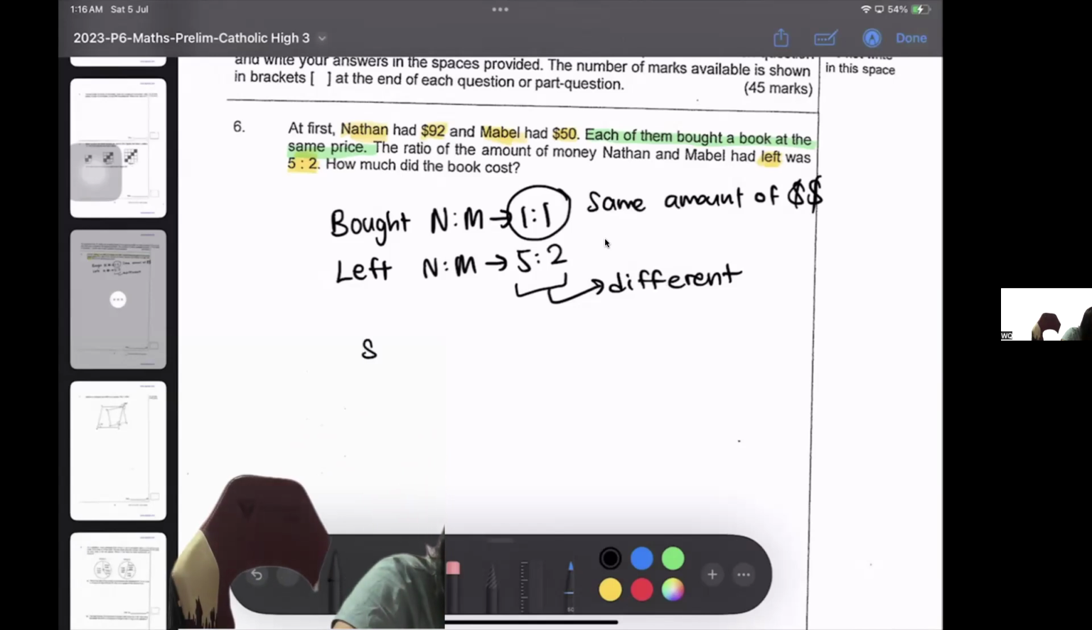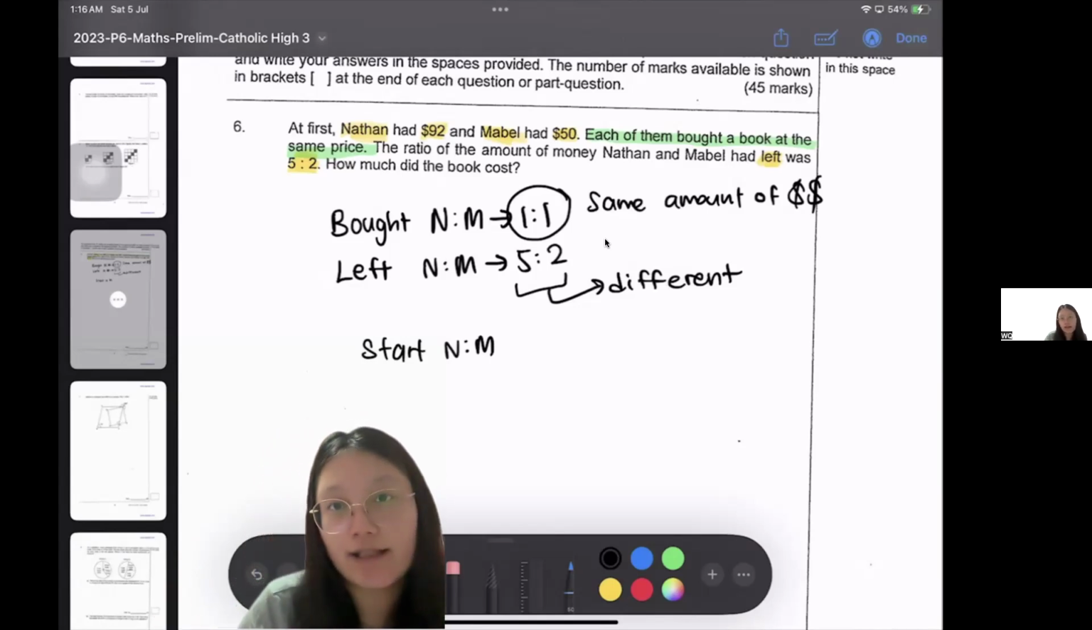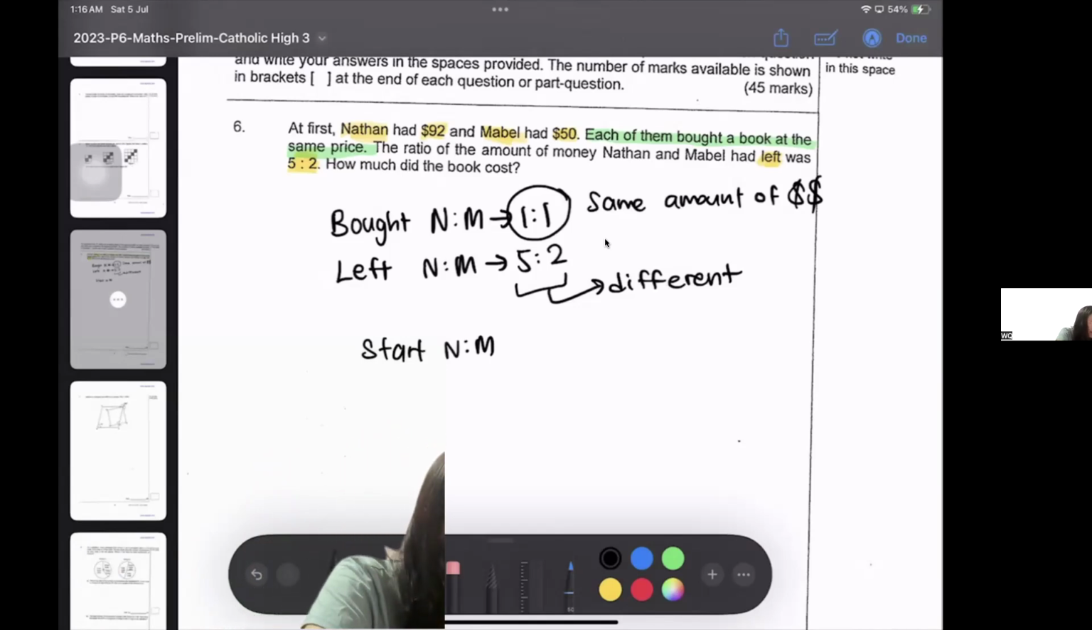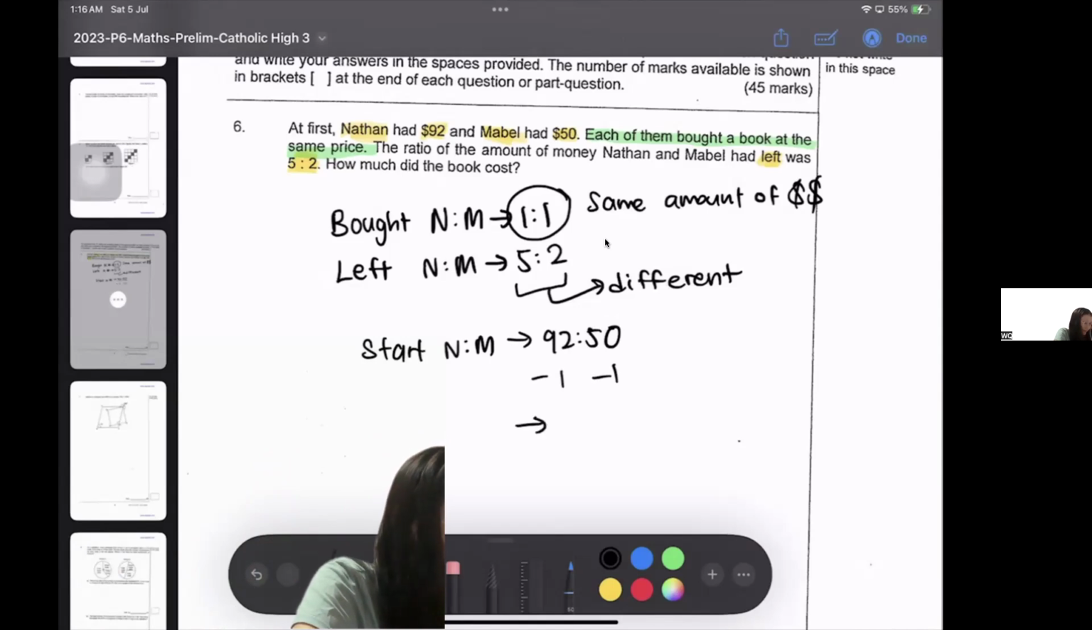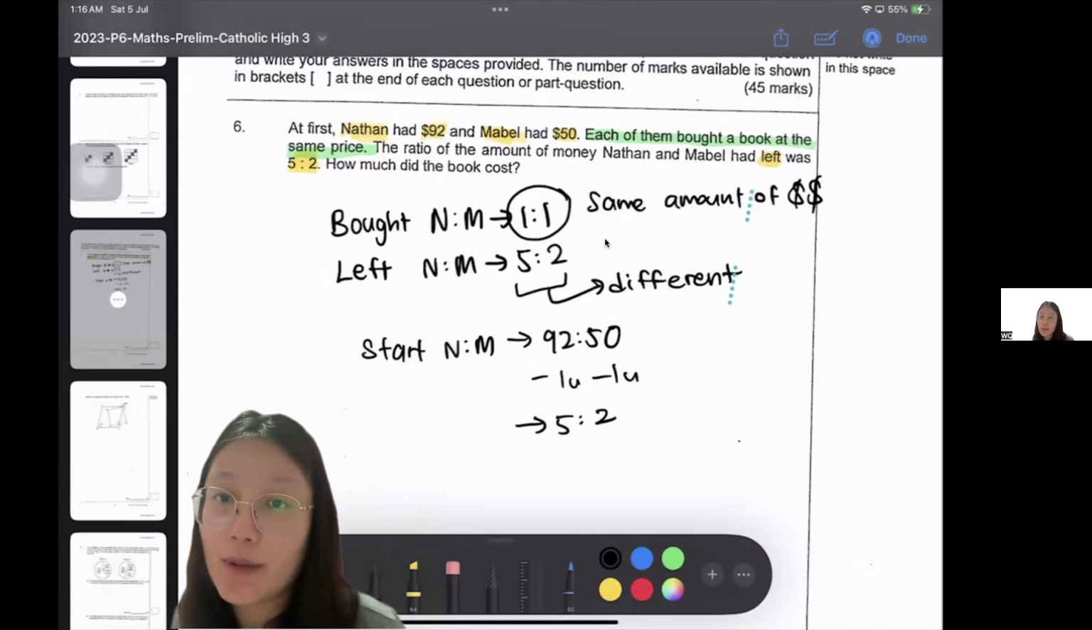Okay, so at the start, now you have to write a ratio for the start as well. So start, okay, N is to M. You can actually make a ratio for the start. Do you know that? Okay, the ratio at the start is 92:50. So what you can see is after 92:50, you minus 1, minus 1. What you were left with is 5:2. Okay, this is 1 unit, okay? Minus 1 unit, minus 1 unit. The 1 units are the same amount of money, right?